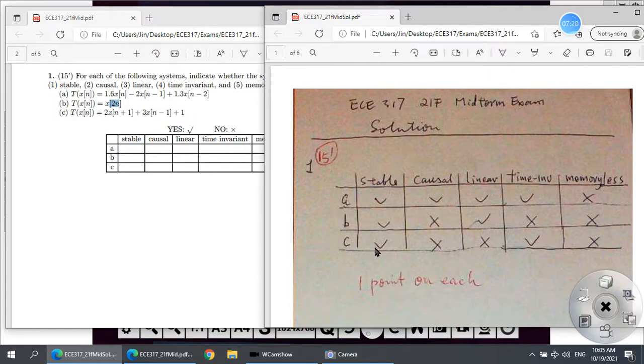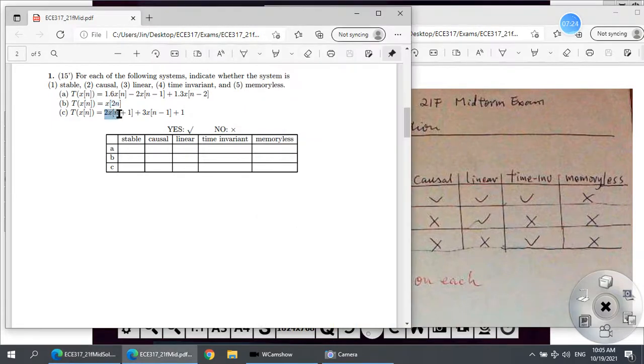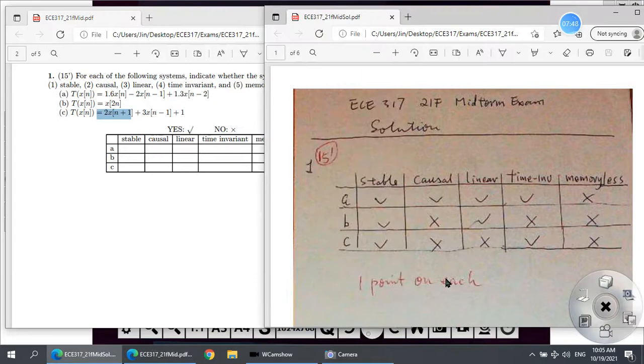I will say yes. If the input x is bounded by some value k, then the output will be 2 of k plus 3 of k plus 1 as the bound. If x has a bound k, then the output will have 5 of that k plus 1 as the bound. So it is also bounded. So this is stable.